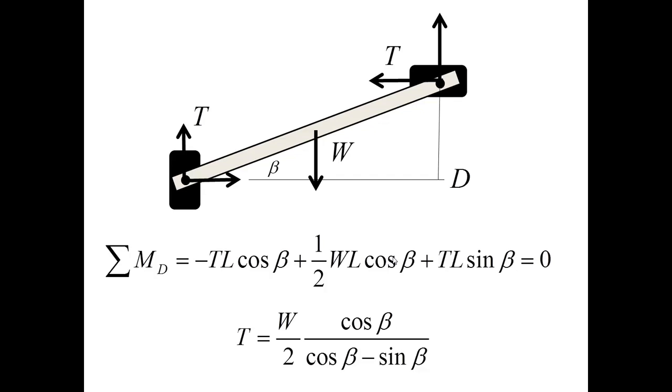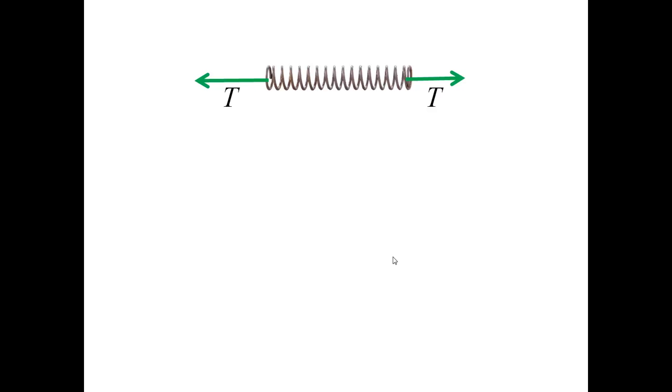To find the angle beta, I need to exploit Hooke's law for the spring. Let me remind you that Hooke's law is written in the form T equal to K delta L, where K is the spring stiffness, which is known, and LF minus LE is nothing but the difference between the final and initial length.